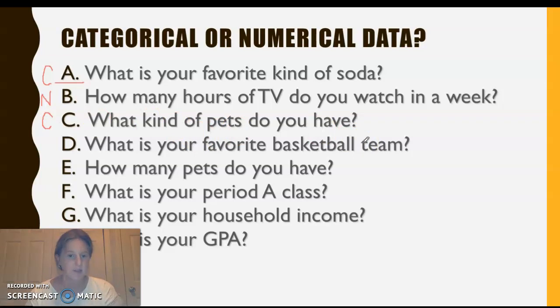What is your favorite basketball team? Answers could be what? The Celtics, the Knicks. I don't know many basketball teams. But we're not saying a number here. We're saying a favorite team, so that's categorical data.